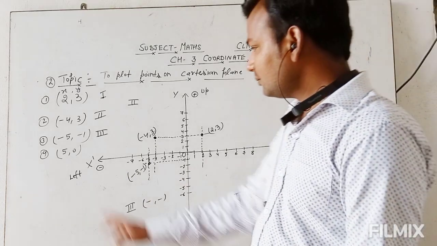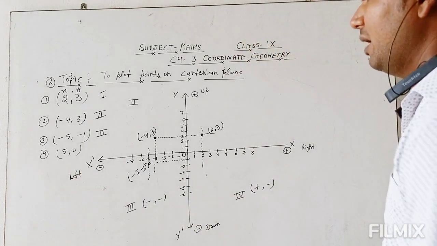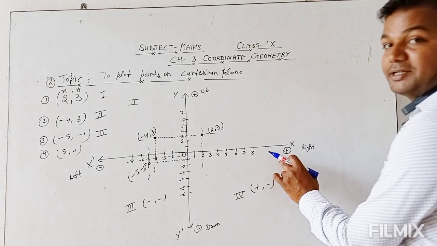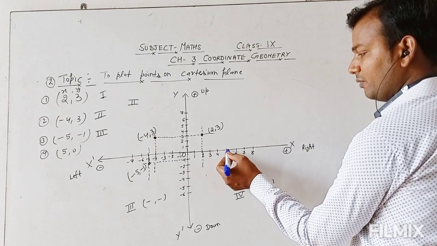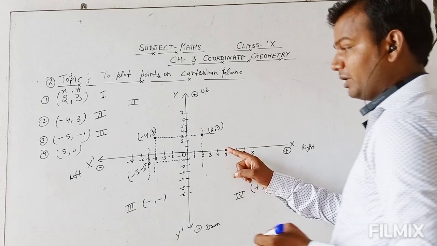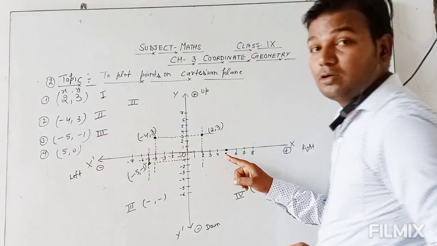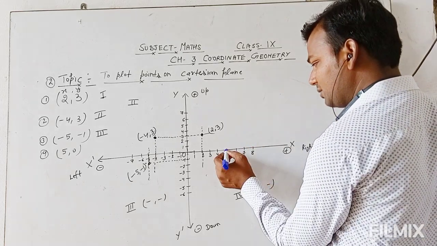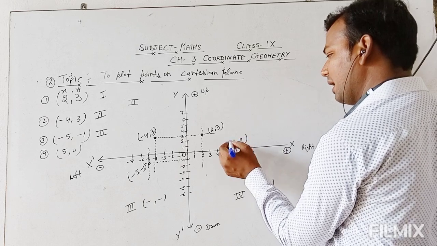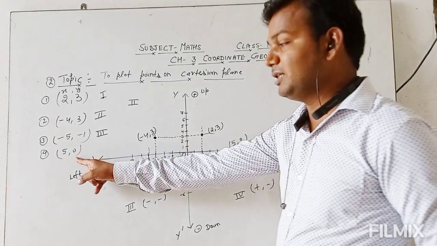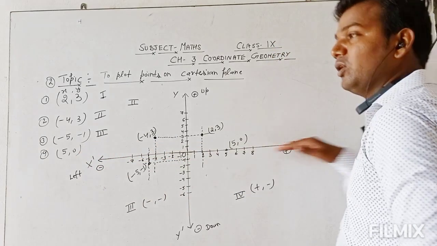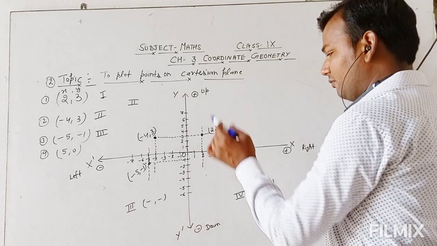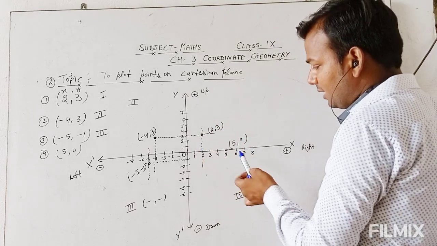Now the fourth one is (5, 0). The x coordinate is 5. The positive direction of x is the right side: 1, 2, 3, 4, 5. So this is the x coordinate 5. And the y coordinate is 0, so it will not lie on the y-axis. This point lies only on the x-axis. If the y coordinate is 0, the point lies on the x-axis.